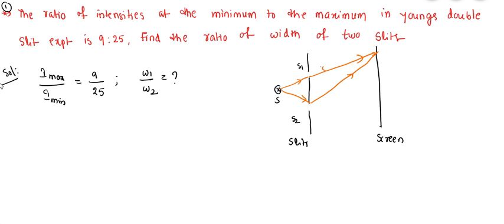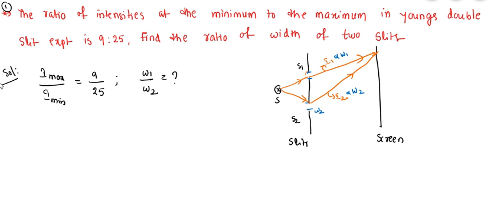This light wave has the intensity I1. This light wave has the intensity I2. The width of the first light wave, that is W1, we can consider. Here, the intensity is directly proportional to the width, and the intensity is directly proportional to the width of the second slit. If this width is more, then the intensity is more. That means here we have to find the intensity of the individual light waves.